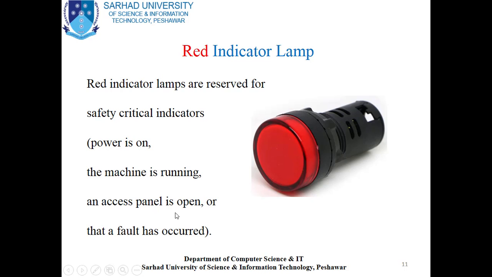It can be used to show that an access panel is open, or that a fault has occurred. If some fault has occurred in the machine, that fault can be represented by a red indicator lamp. So these are a few points related to a red indicator lamp. Switching to the next slide.